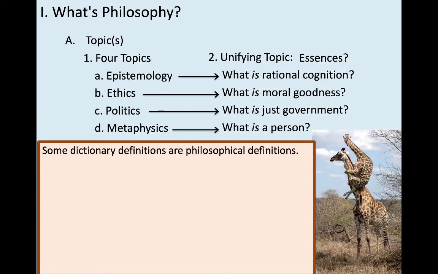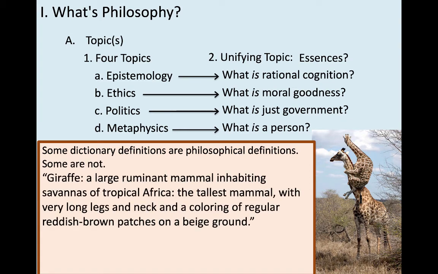Now, some dictionary definitions, in fact, most dictionary definitions, are not philosophical definitions. So here's an example. We discussed this briefly in class. It's the definition of giraffe from a dictionary. It says a giraffe is a large ruminant mammal inhabiting savannas of tropical Africa. It's the tallest mammal with very long legs and neck and a coloring of regular reddish-brown patches on a beige ground. So let's start by considering how many of these conditions are necessary conditions. So let's say inhabiting the savannas of tropical Africa. If you take Lefty here and Righty and stick them in a zoo in the United States, do they cease to be giraffes?